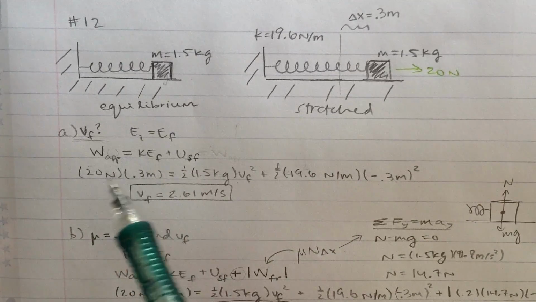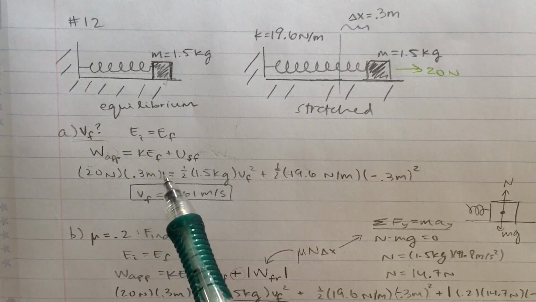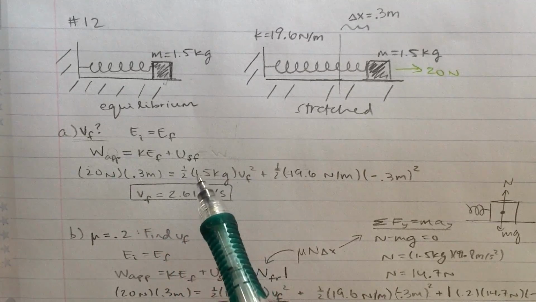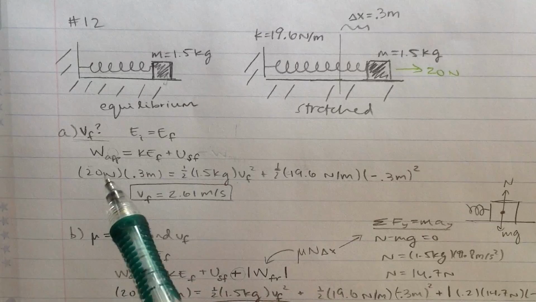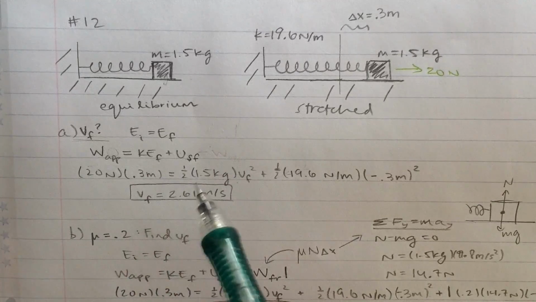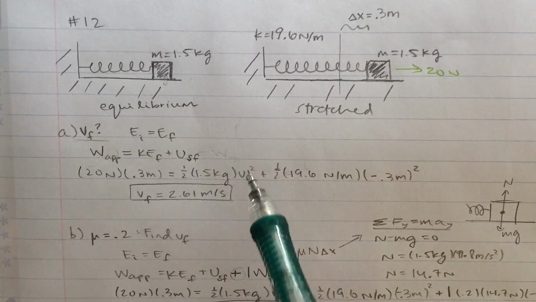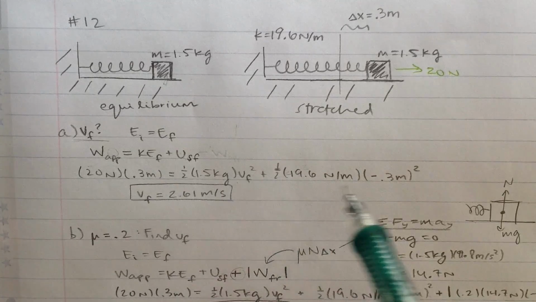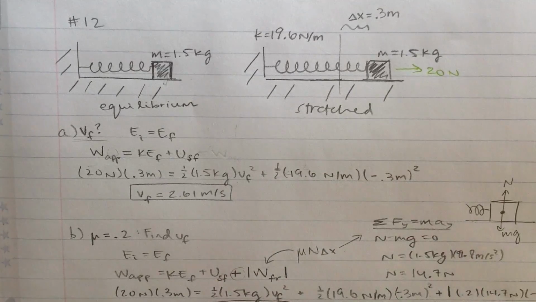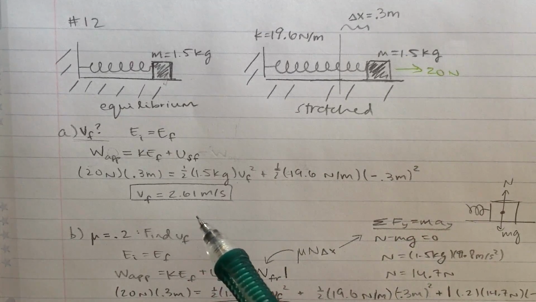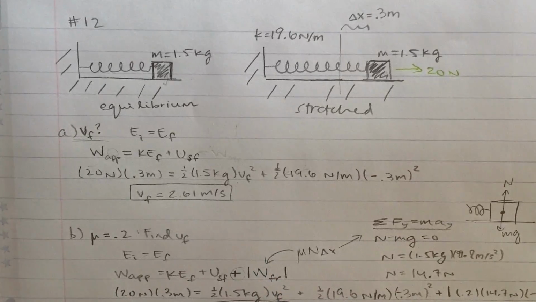So then we're going to put the work done by that applied force on the initial side, and then set that equal to the final kinetic energy plus the final potential energy of the spring. So 20 newtons times 0.3 meters equals 1/2 m v final squared plus 1/2 k x squared. Solve for v final and we'll get 2.61 meters per second.